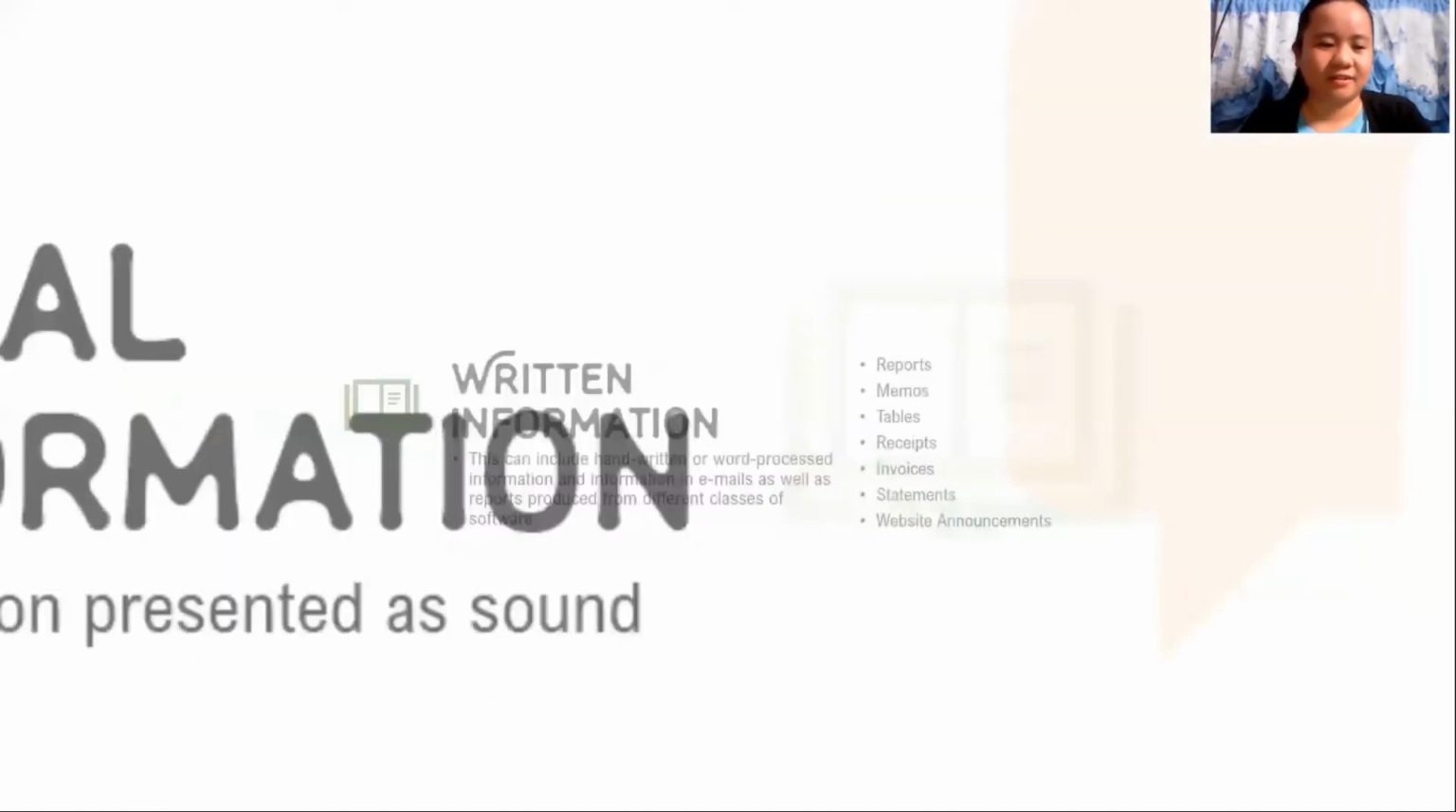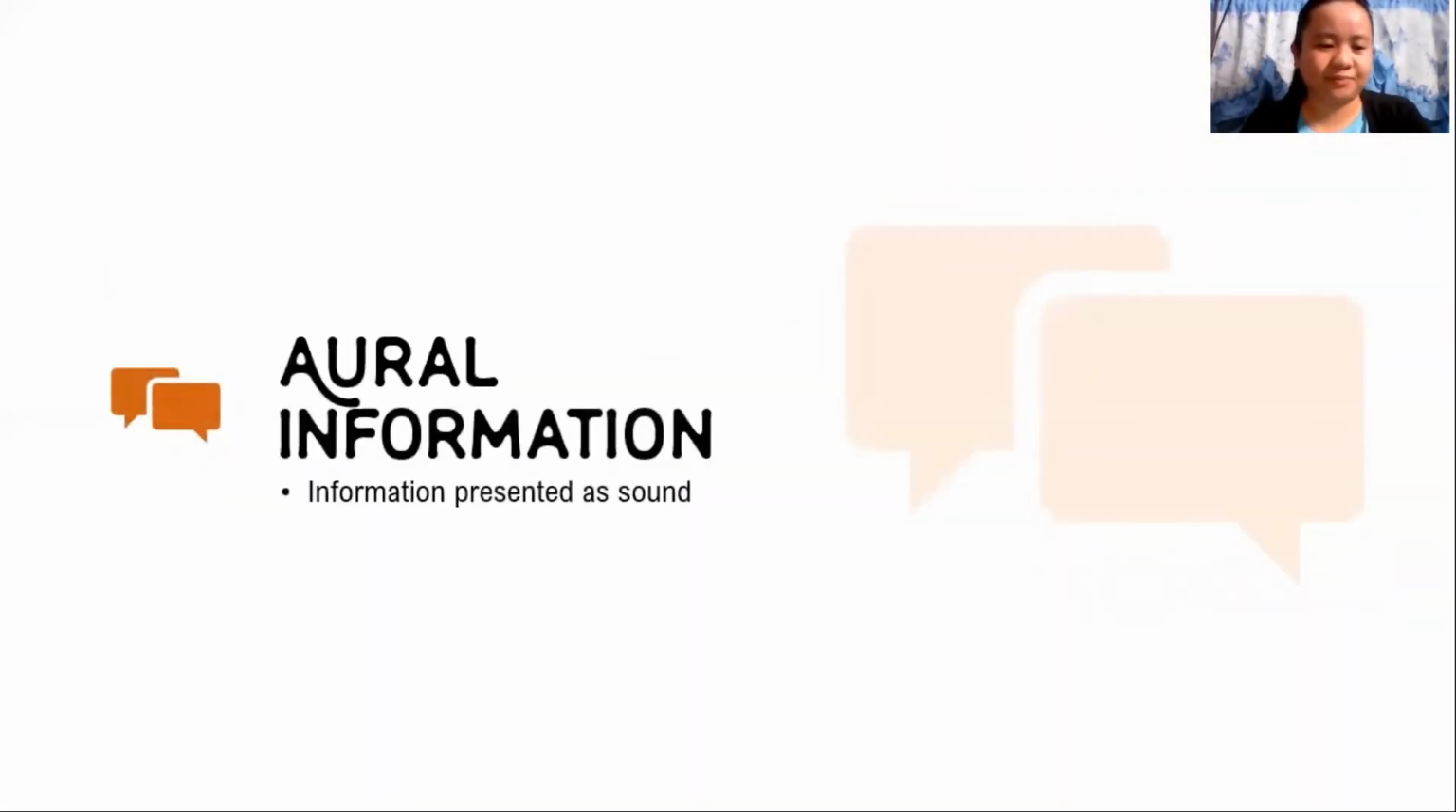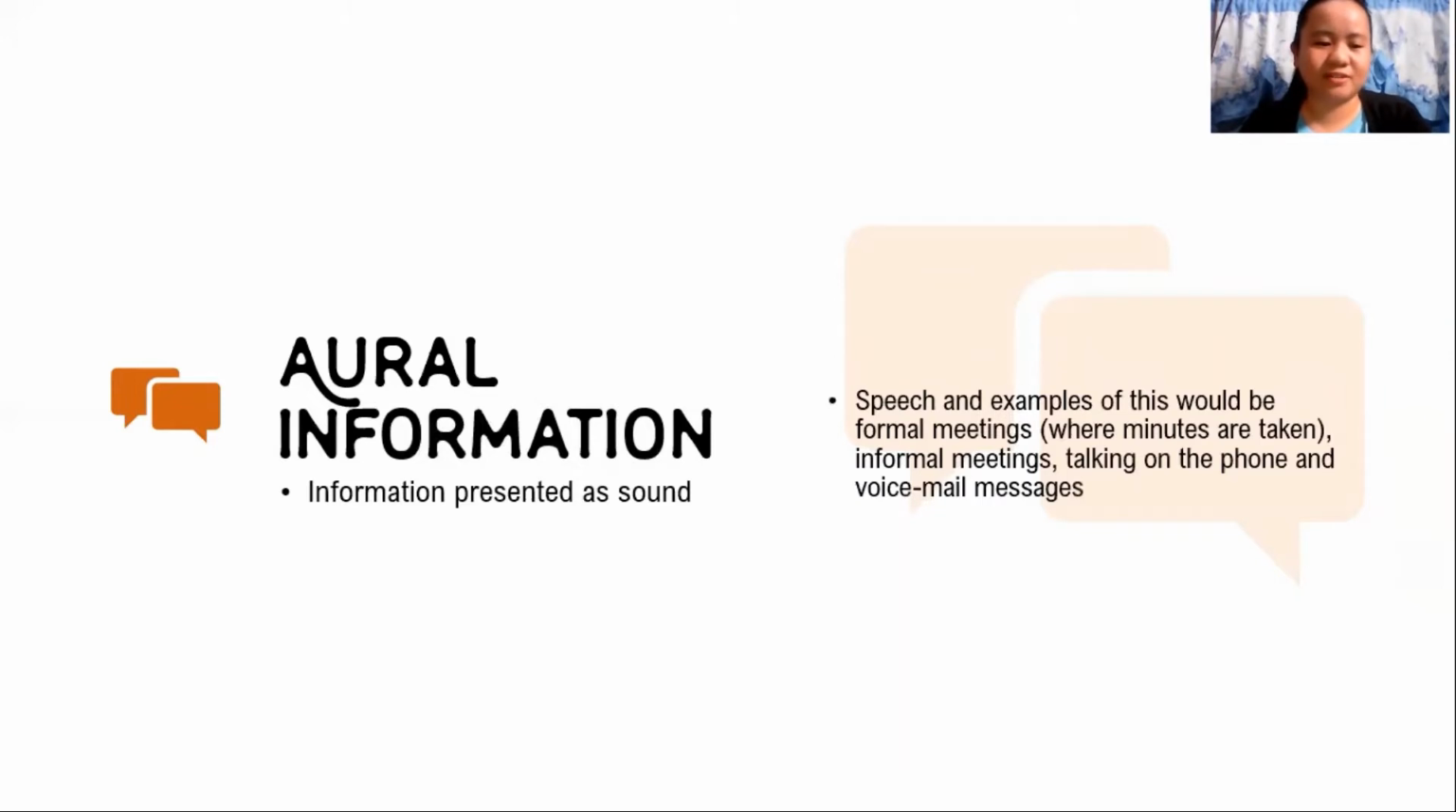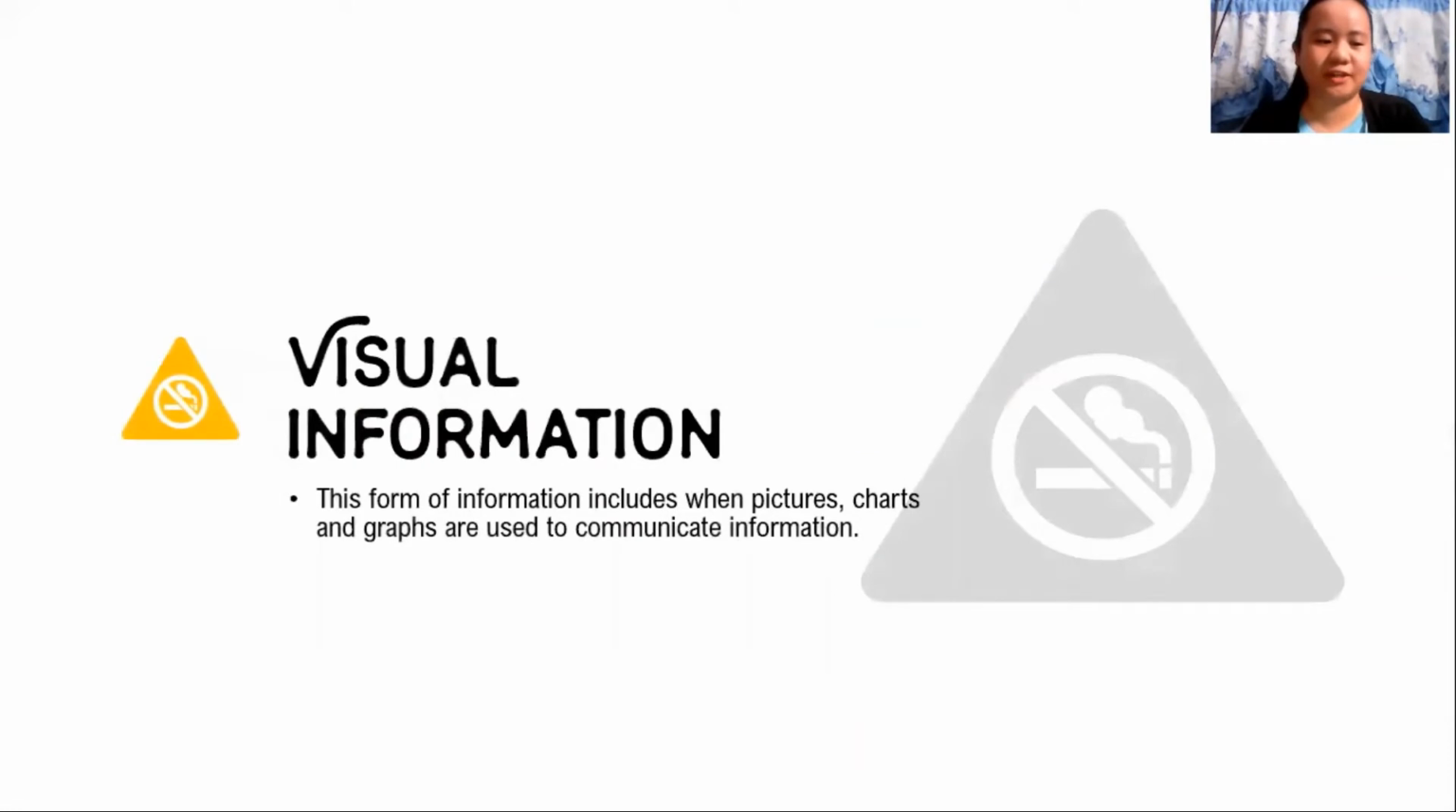Second, oral information, pertaining to hearing or sound. The information is in the form of a speech, just like in the State of the Nation Address, or when the principal is discussing the upcoming activities for the whole semester. Lastly, we have visual information. It is in the form of pictures, charts, or graphs. Graphics and animations are also included here.